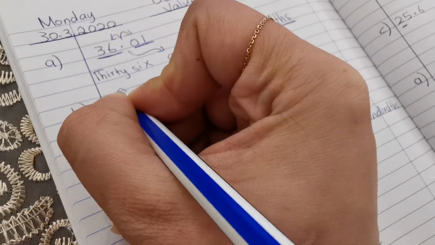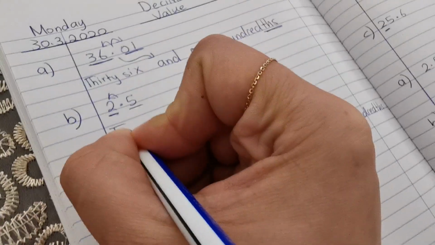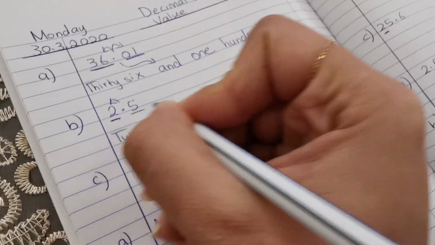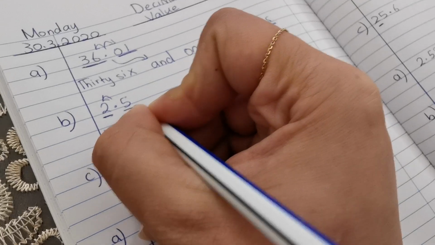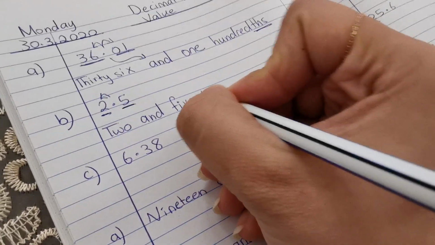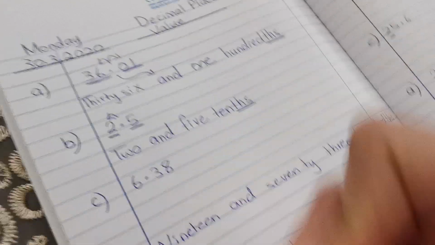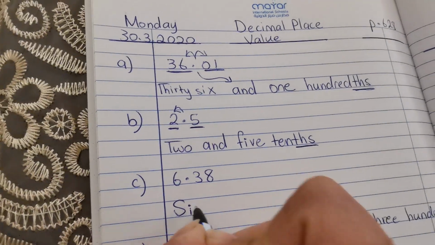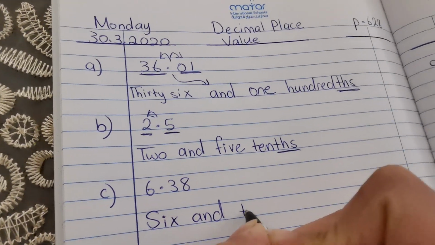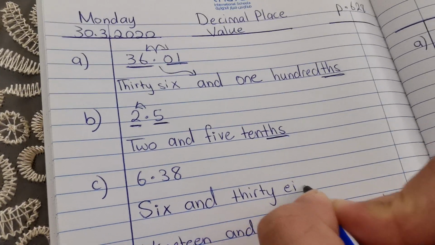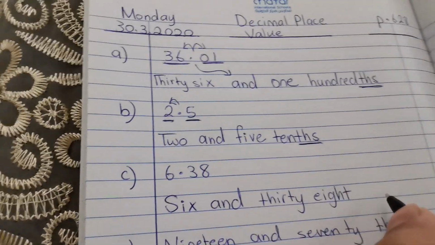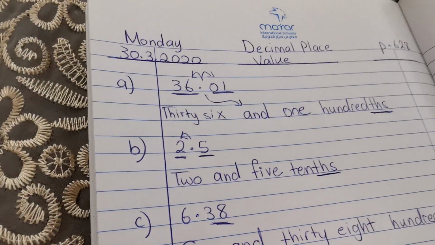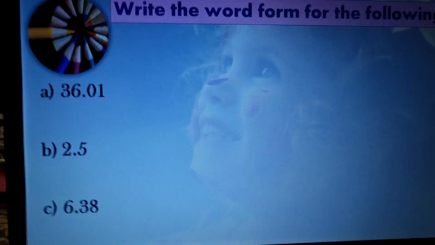We have 2 parts. We start from the left. 2. Instead of the decimal point, excellent. And then 5. This 5, how many digits is it? 1 to the right of the decimal point. So it's 5 tenths. Here, 6 and 38. 38 what? Amazing. Hundredths, because I have 2 digits. Amazing, class.